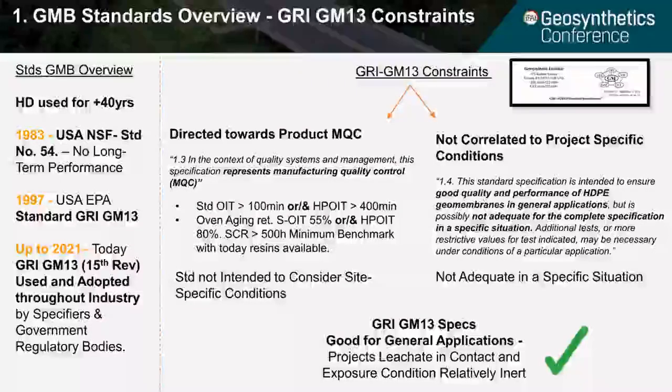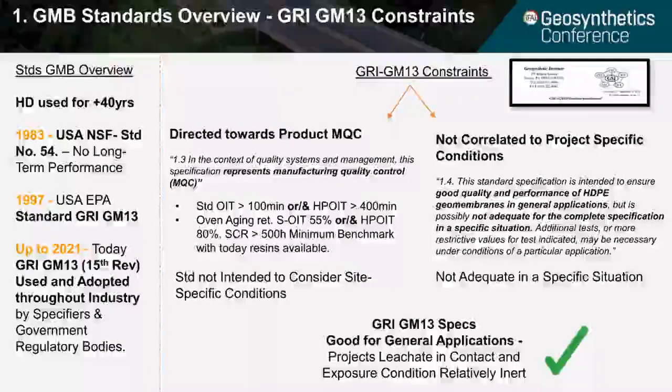The initial performance testing prescribed by GRI GM13 considers standard OIT and HP OIT tests as alternative requirements. The purpose of including these two tests was to provide manufacturers an option to choose the appropriate test method to evaluate their specific antioxidant packages. The recommended values were based on different geomembrane historic life, but not intended to consider site-specific conditions.